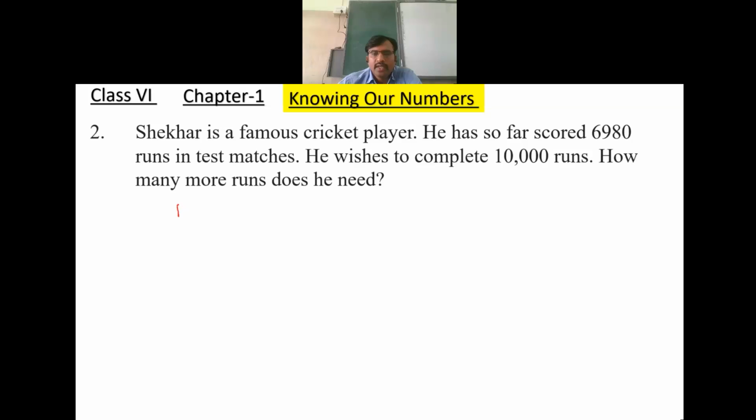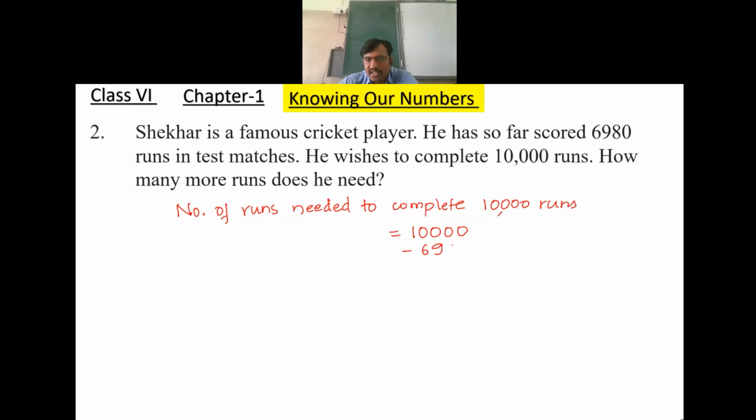So the number of runs needed to complete 10,000 runs will be equal to 10,000 minus 6,980. It's very important to write the digits in a proper order so that no confusion will be there while solving.